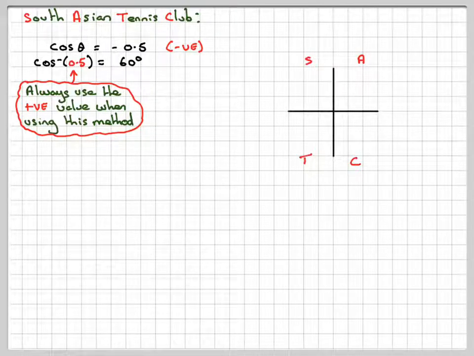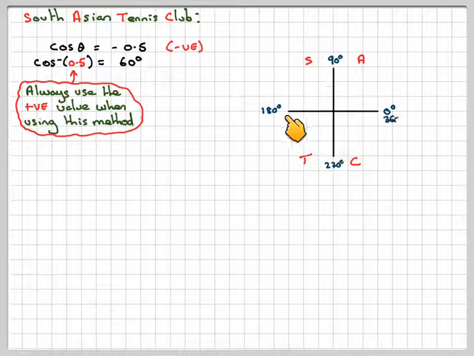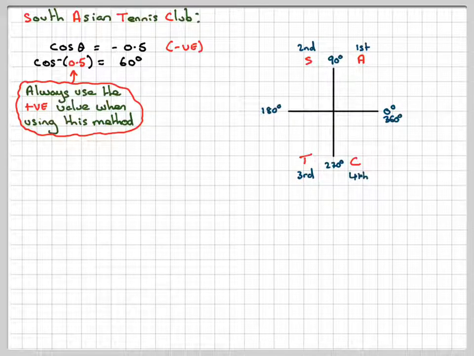You then draw your CAST diagram. Remember, 0, 90, 180, 270, 360. Normally, perhaps you wouldn't write that in. First, second, third, and fourth. Remember, CAST tells me here that in the first quadrant all positive, in the second quadrant sine is only positive, in the third quadrant tangent is only positive, and in the fourth quadrant cosine is positive.